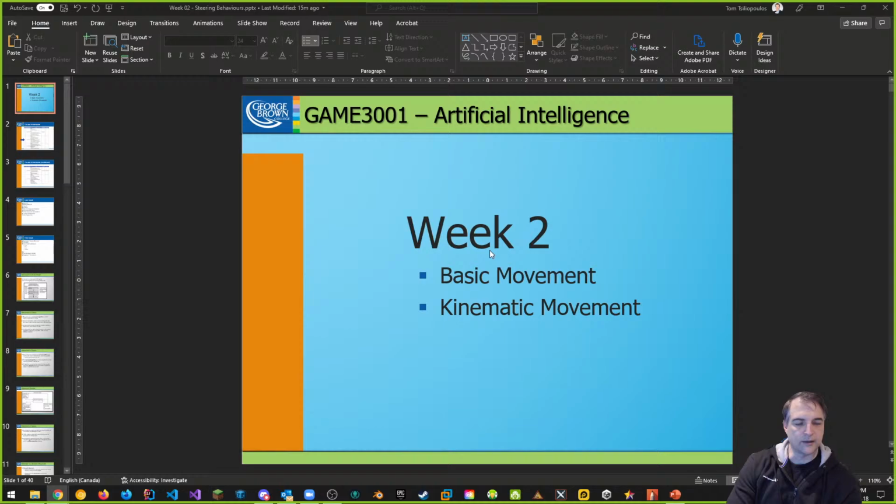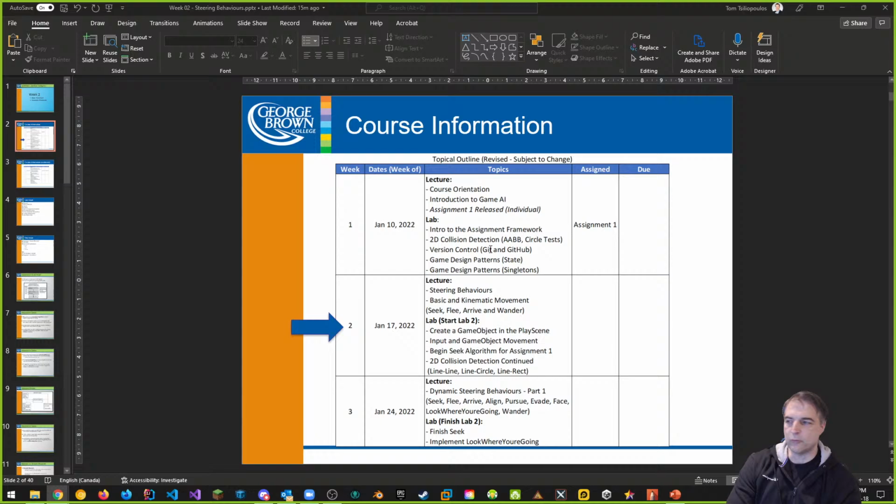So again, we're sitting at week two. We're talking about steering behaviors and basic movement, kinematic movement. We're going to be discussing just about seek, flee, arrive, and wander. So basic movements we're going to be covering. And in our lab this week, you're going to do some more work with the assignment framework. That's basically what we're doing this week.